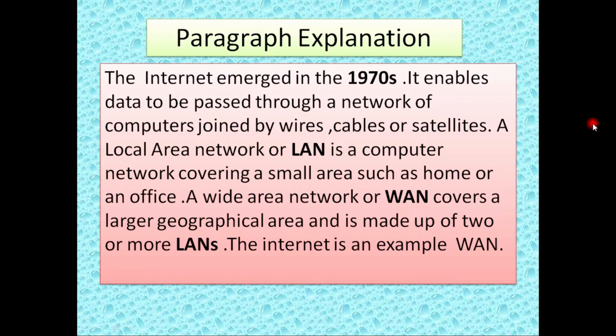Next thing is the paragraph explanation. The internet emerged in the 1970s. It enables data to be passed through a network of computers joined by wires, cables, or satellite. A local area network or LAN is a computer network covering a small area such as home or an office. A wide area network or WAN covers a larger geographical area and is made up of two or more LANs. The internet is the example of WAN. This is totally about the internet.